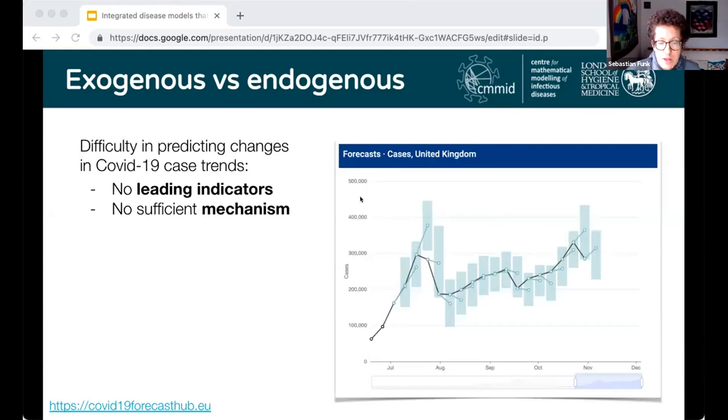So this is one example from the European COVID-19 Forecast Hub, where forecasts from a range of modeling teams are being collected and integrated, and an ensemble created every week. What you see here are 1 week ahead forecasts. You see the data in black, and then the forecasts made each week in, this is cyan.